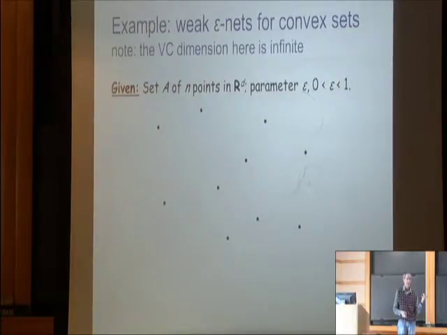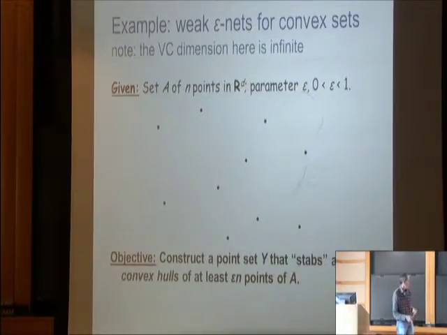And now what I want is that every convex set that contains at least an epsilon fraction of the points will contain at least one point of my weak net. So let's see how this goes. The objective is to construct a point set Y that stabs all the convex hulls of at least epsilon n points of A. Whenever we take epsilon n points, we take the convex hull, then it should contain some point of Y. So here are the points of Y, these blue pluses.